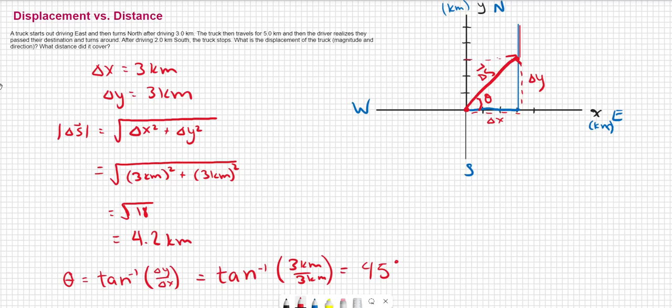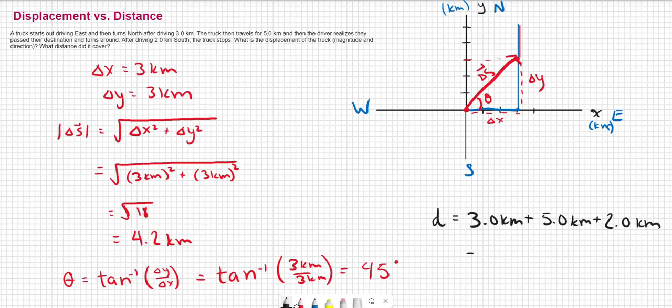So that's our displacement. And now let's just find the distance. This is going to be a lot easier. So we're just adding together each leg of the trip that this person took, or that this truck drove. So distance equals, we drove 3 kilometers east, right? So 3 kilometers plus 5 kilometers north. And then we went 2 kilometers south.